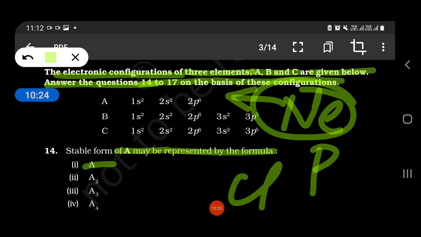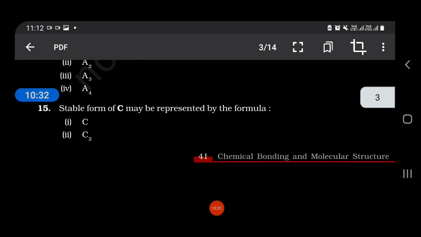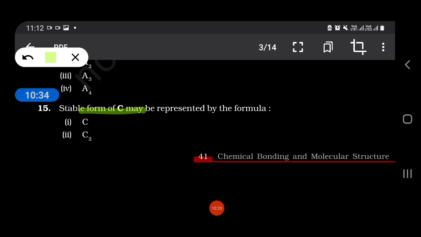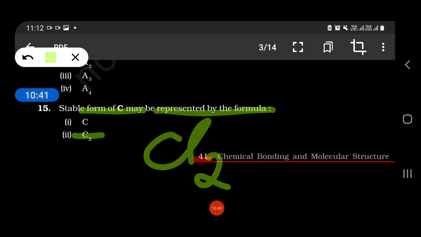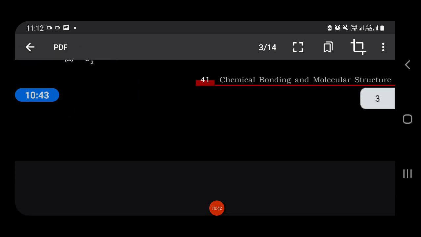The stable form of A may be represented by the formula A, because it's neon and they generally do not combine with others as they are already stable. The stable form of C may be represented by the formula Cl2, chlorine can form Cl2.